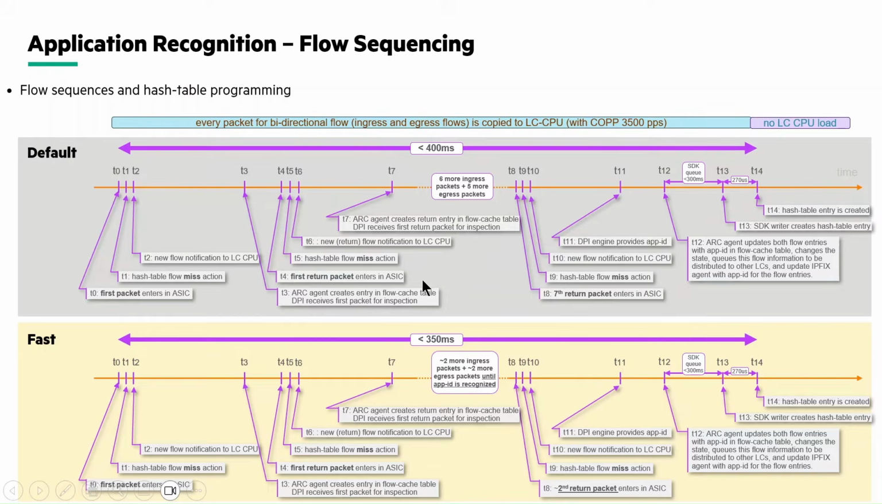As you can see here, the ordering and the time sequencing remain the same with respect to both these modes. The only difference is the number of packets required for the DPA processing. In case of default mode, it will use around 6 ingress packets or 5 egress packets to identify the application ID as well as the other application attributes like URL and TLS. But in case of fast mode, it will take around 2 packets, both ingress and egress, for the DPA processing until the application ID is recognized. So the difference here would be only around 50 ms for the TOE sequencing between these two modes.